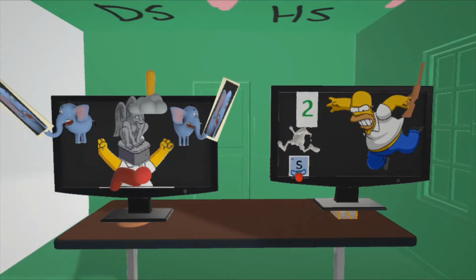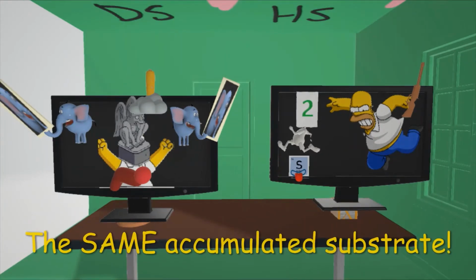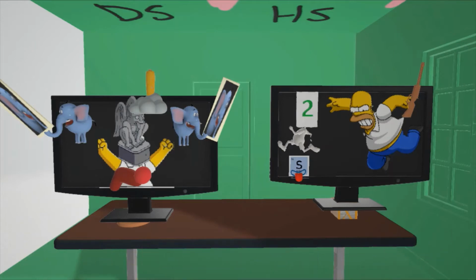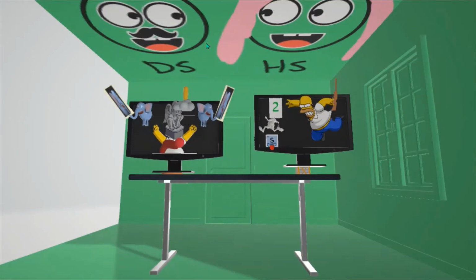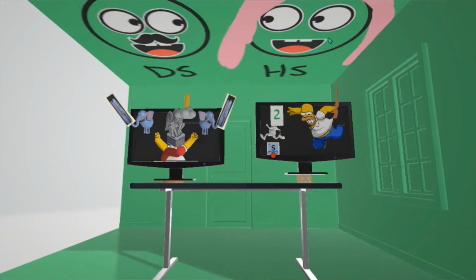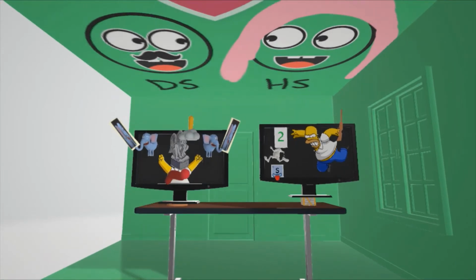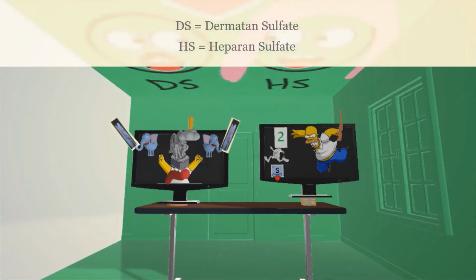Now the good news is, in both Hurler syndrome and in Hunter syndrome, there's the same accumulated substrate, and that is represented over here by the painting on the ceiling of this couple. The painting on the ceiling of this couple, DS and HS. Maybe that stands for David Strauss and Hannah Strauss? I'm not sure. But DS and HS are going to help us remember the accumulated substrate seen in both Hurler syndrome and Hunter syndrome, heparin sulfate and dermatan sulfate.